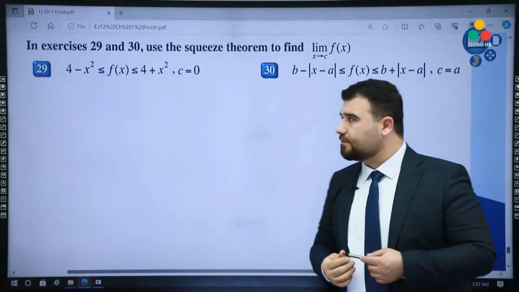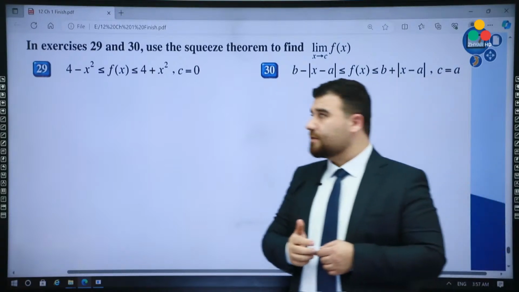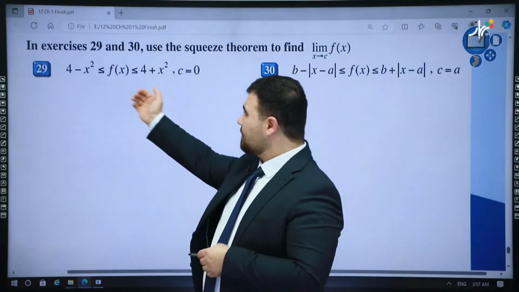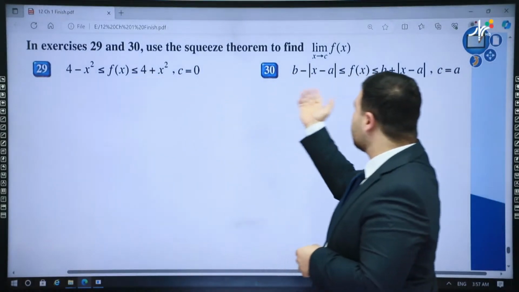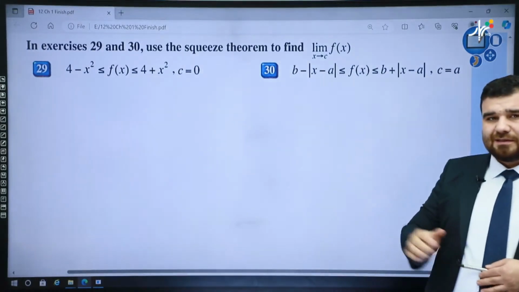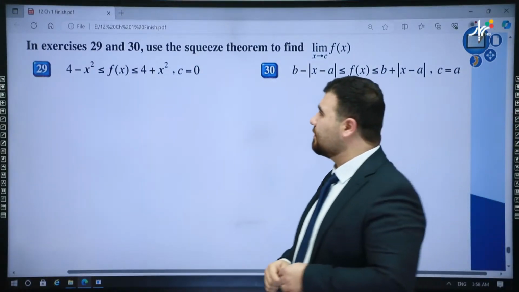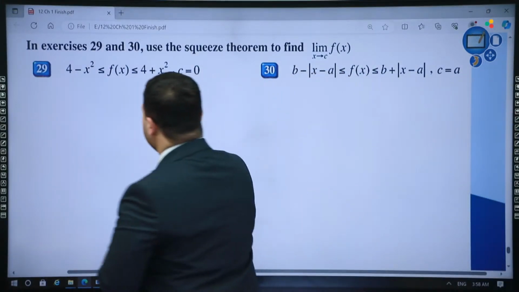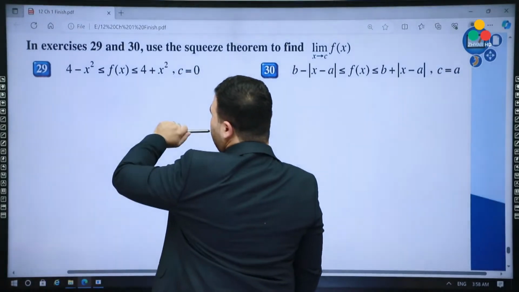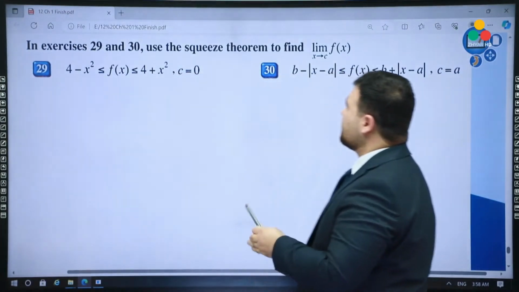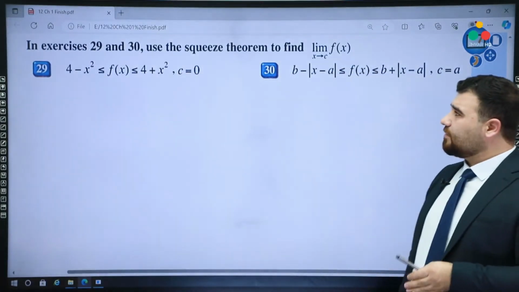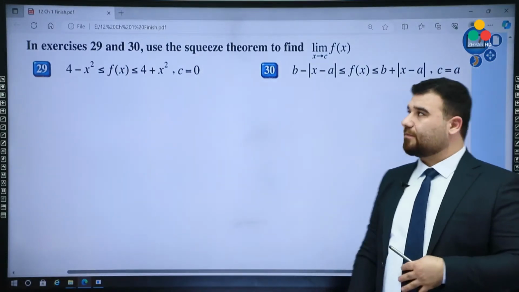These questions, students have problems with them because there are letters, especially this one, question 30. But look here, how can we do this? In question 29, two functions are given. And the question says, use the squeezing theorem. Squeeze theorem is sandwich theorem.